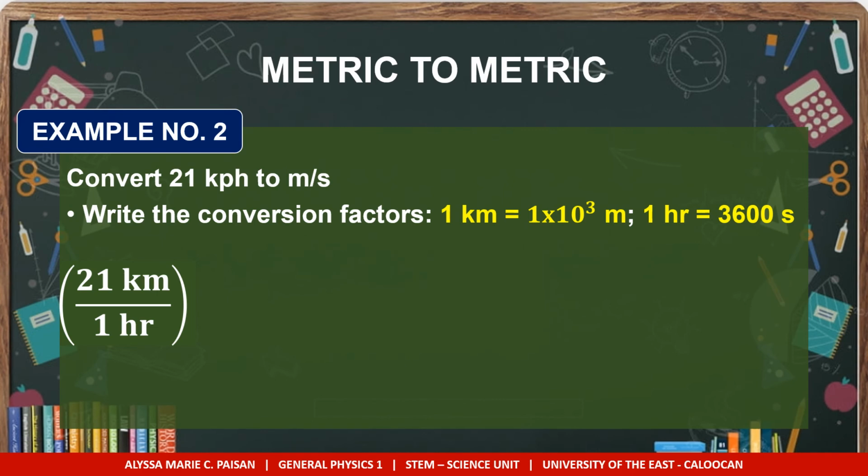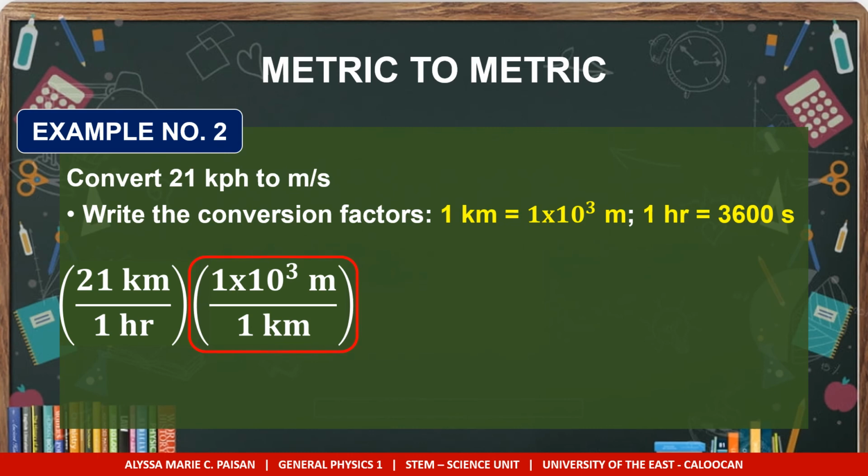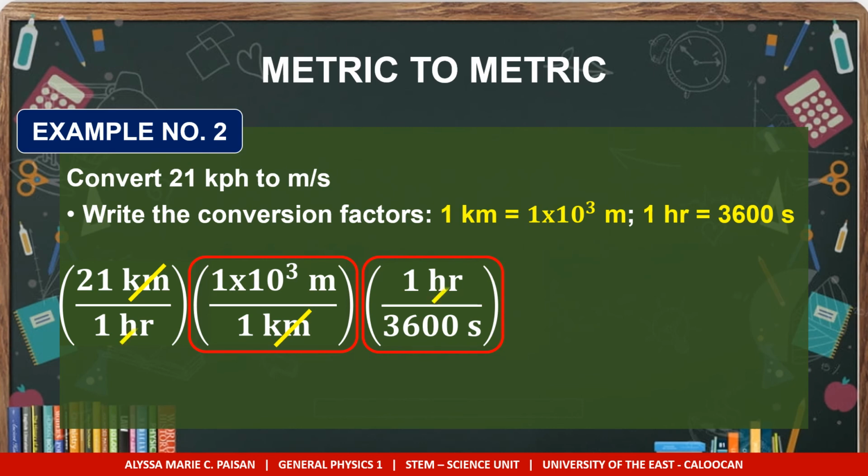Our first conversion factor will be written as 1 times 10 raised to 3 meters over 1 kilometer so that we can cancel kilometer. Our second conversion factor will be written as 1 hour over 3,600 seconds so that we can cancel the unit hour. Input everything in the calculator and you will get 5.8 meters per second.